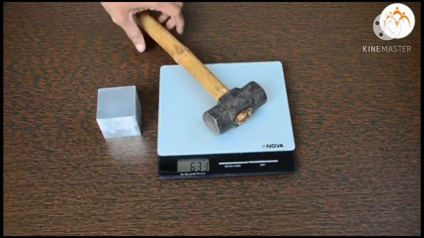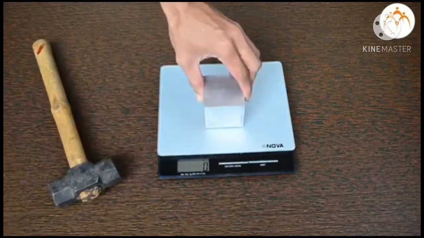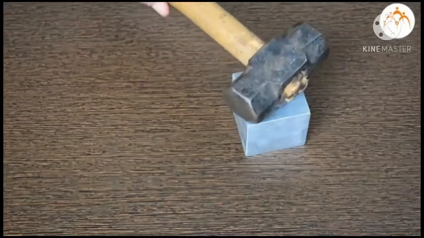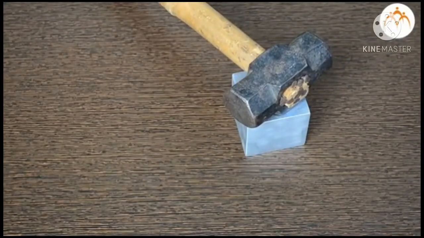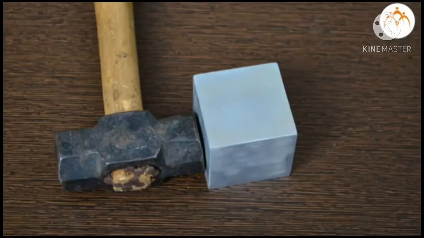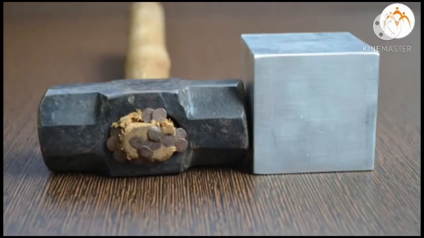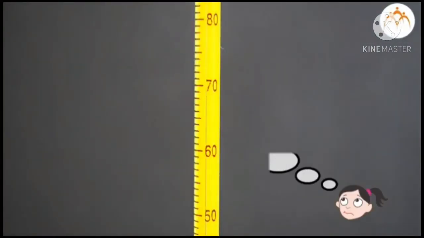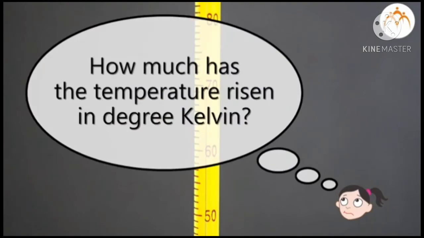Challenge: its temperature is also higher than the aluminum block. When I place these two in contact, which way will heat energy flow? Hammer to aluminum or aluminum to hammer? When water is heated, its temperature rises by 10 degrees Celsius. How much must it have increased in degrees Kelvin?